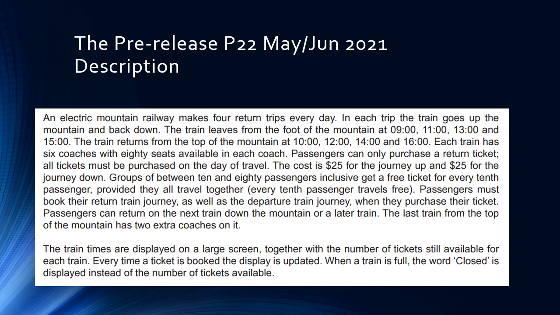Passengers must book the return train journey as well as the departure train journey when they purchase their ticket. Passengers can return on the next train down the mountain or a later train. The last train from the top of the mountain has 2 extra coaches in it.